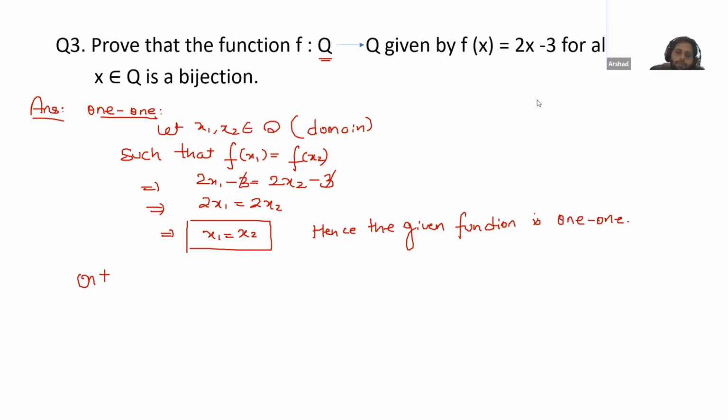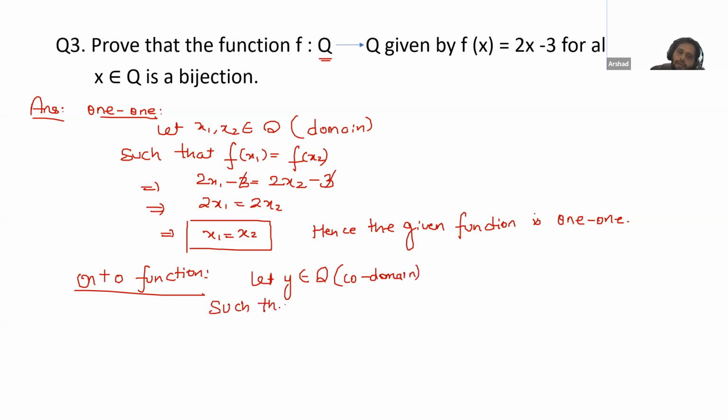Okay. Now next one, onto function, again same step. You need to assume a value from the second set. Let y belongs to Q. Which Q? Codomain. Such that f(x) is equal to y. So what is meant by this? 2x minus 3 is equal to y. Now find x in terms of y. So 2x is equal to y plus 3. So here we will get x is equal to (y plus 3) by 2.